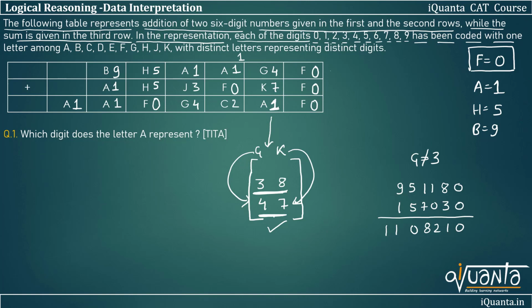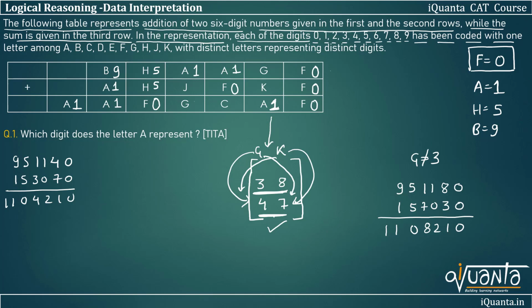So another number will be 951140 and 153070. It will give us a sum of 1104210.